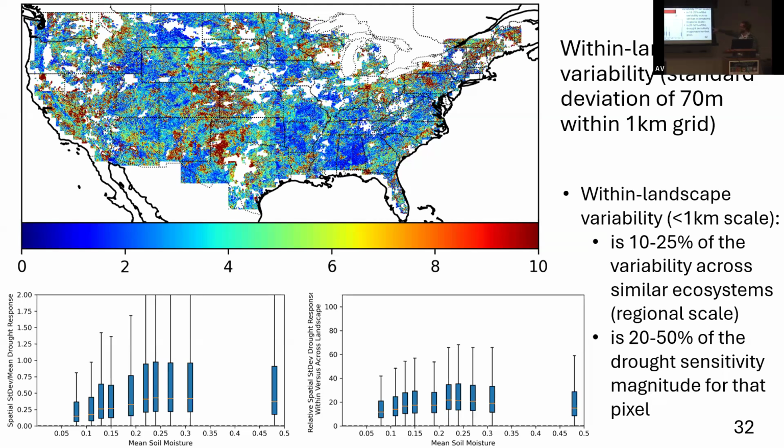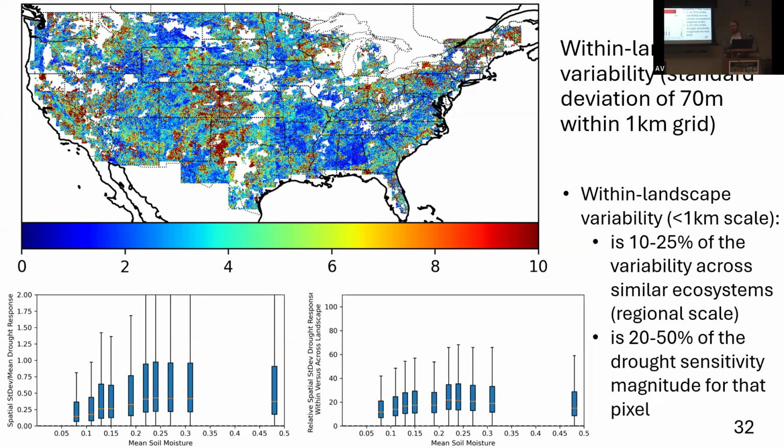And the bottom left here, I'll point, there's these small plots on the bottom that are there just to say, hey, there's data there to show it, but it's a little hard to describe. Read these sentences over here on the right. And the bottom right one I'll point you to, that within landscape variability is 20 to 50% of the drought sensitivity magnitude for that pixel.